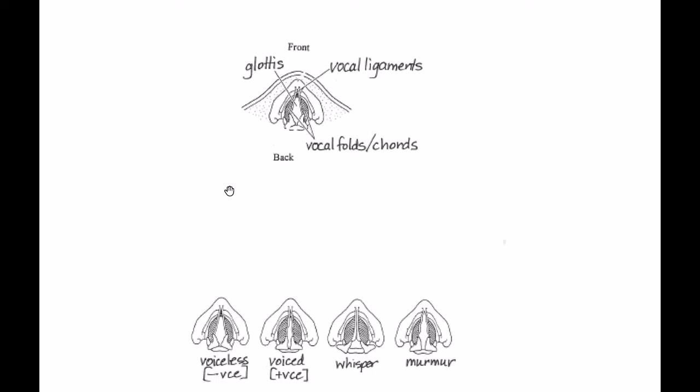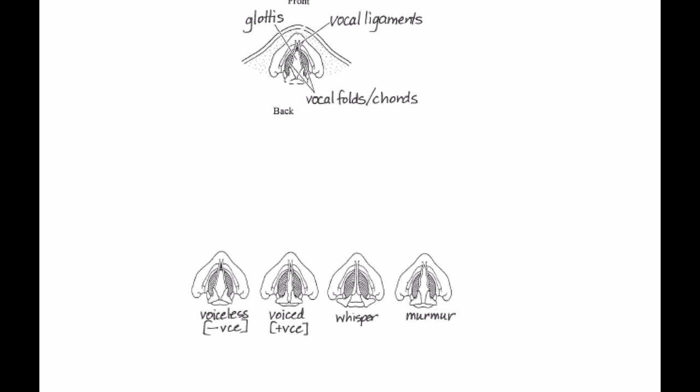The next diagram shows you how the state of the glottis, or glottal state, will influence the type of sound we have. The first one here is a voiceless sound. This is more like what's going on in your larynx when you're just sitting and breathing, where you don't want to make a lot of noise when you breathe, and so the glottis is wide open. The two vocal ligaments are pulled fairly wide apart, and the glottis is wide open.